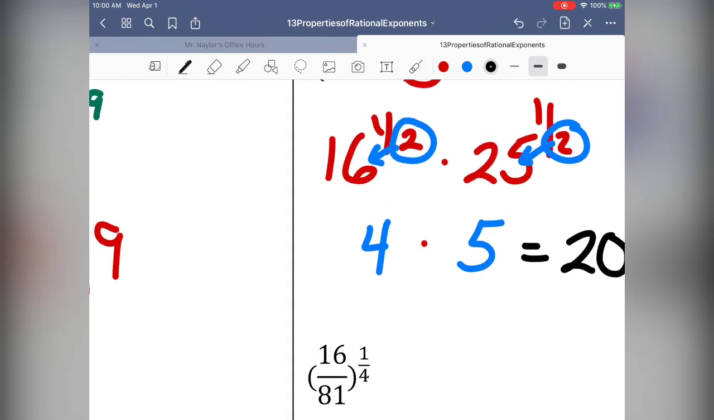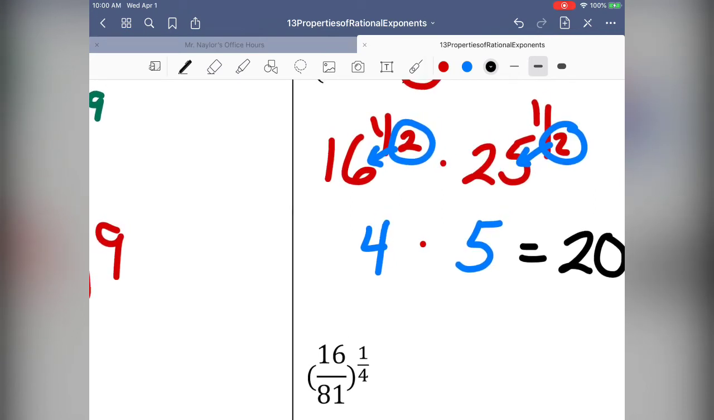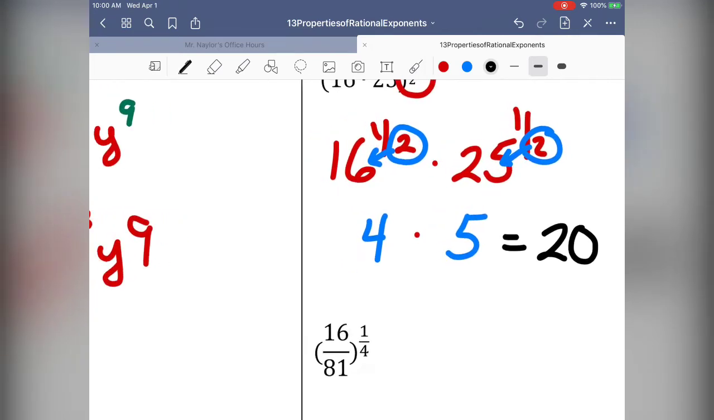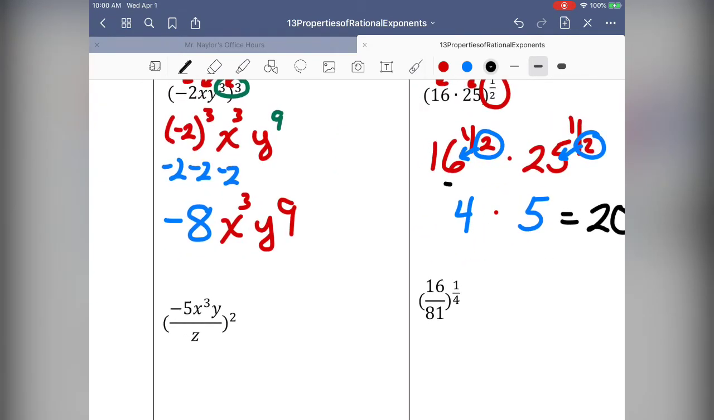Okay, so I want you to change 16 to the 1/2 to 4, and 25 to the 1/2. Remember, that's the same as the square root of 25. I want you to change that to 5.